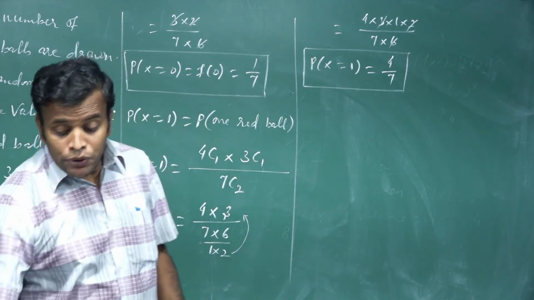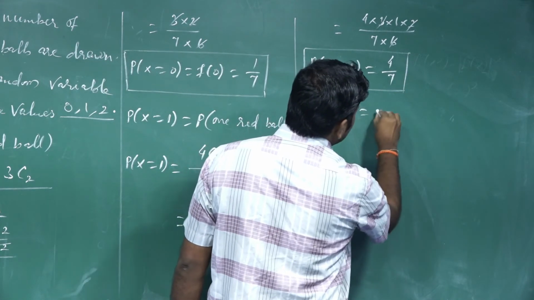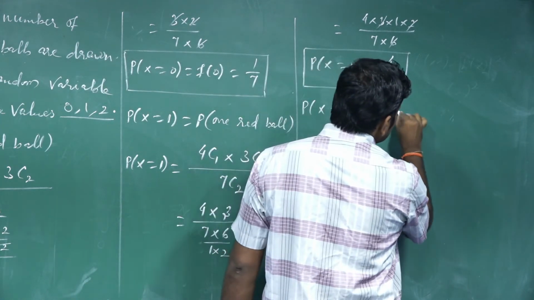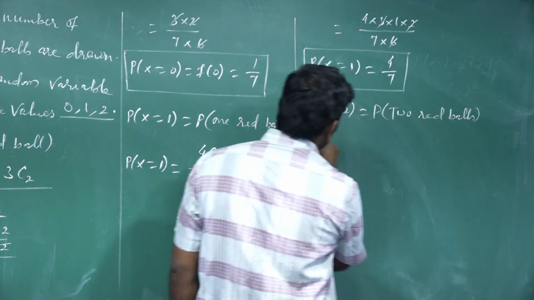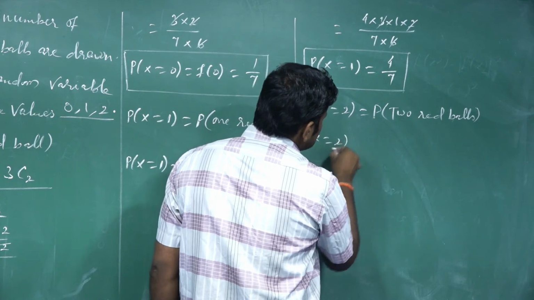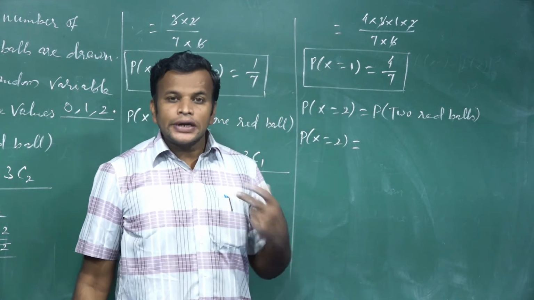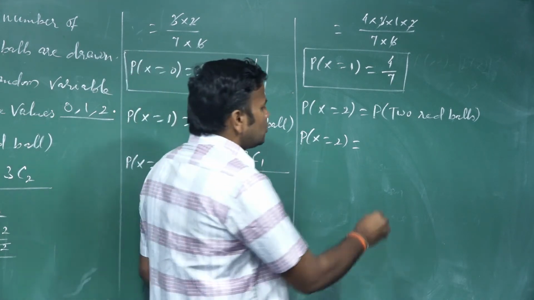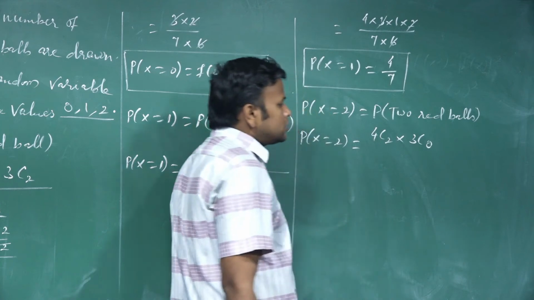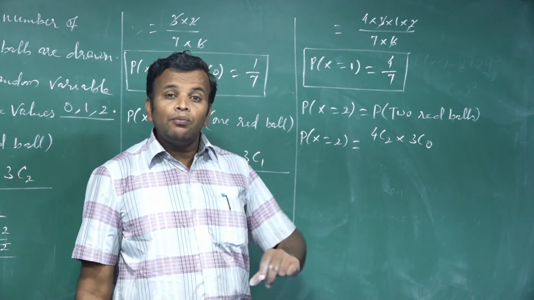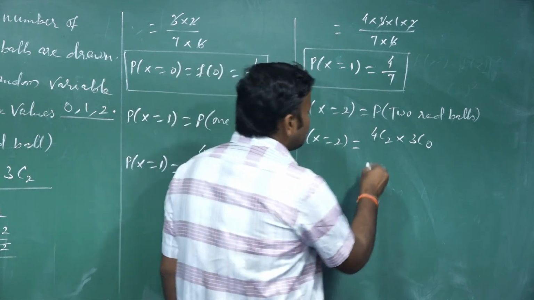Next, to find the value of P of x is equal to 2. That means the probability of getting 2 red balls. So P of x is equal to 2 is equal to, we assume both the balls are red out of 4 red balls, 4C2 into 3C0. What is the reason to write 3C0? We will be taking both the balls red, so the black ball will not come.